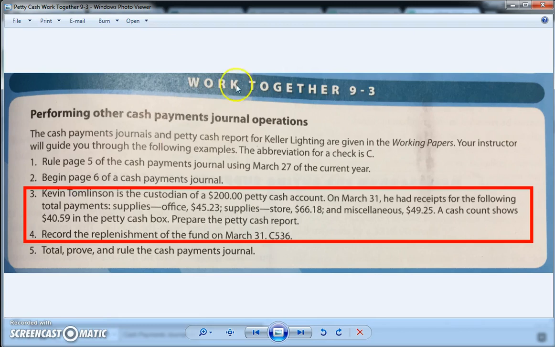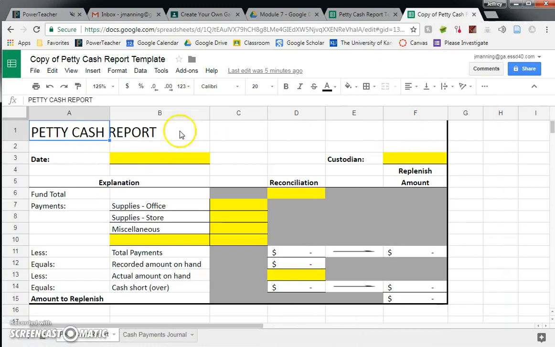So we are going to start with the petty cash report. All of the things that are in yellow are things that you're going to need to fill out. As you are doing that, the things that are in white are going to automatically get filled in for you because there is an equation in these spots.